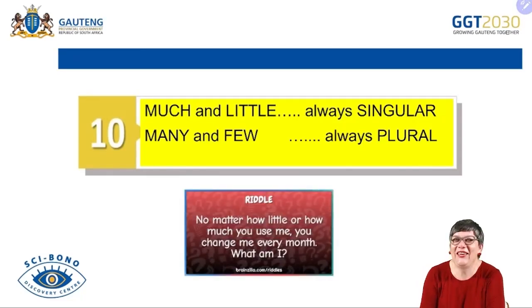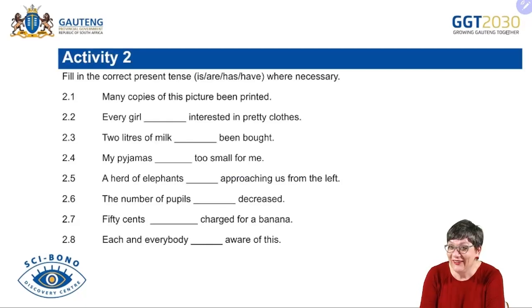Oh yeah, this is a cute little riddle that I put in for you. No matter how little or how much you use me, you change me every month. What am I? Right, I didn't know this one either. Do you know? A calendar. We use it every month and we change it every month. It's a calendar. Right.